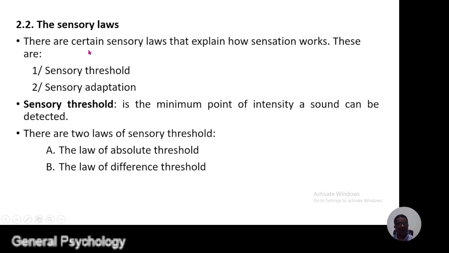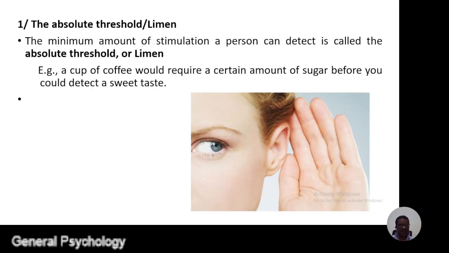So, there are certain sensory laws that explain how sensation works. These are sensory threshold and sensory adaptation. When we say sensory threshold, it is the minimum point of intensity of a stimulus that can be detected by an individual or an organism. There are two laws of sensory threshold: the law of absolute threshold and the law of difference threshold.